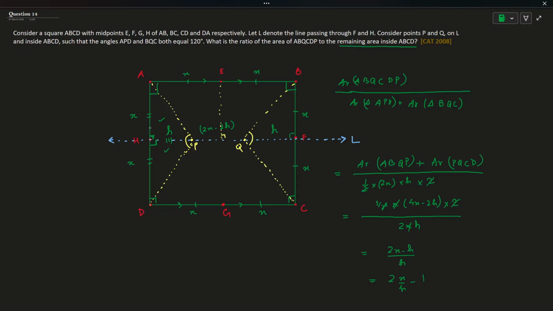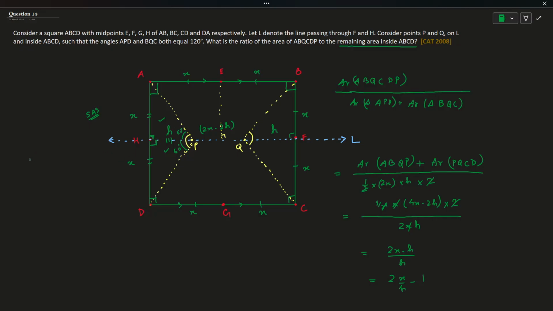Two sides are equal to the corresponding two sides of the other triangle, and the included angle between the two sides of one triangle is equal to the included angle between the two sides of the other triangle. So by side angle side congruency rule, these two triangles are congruent. If these two triangles are congruent, that means this angle will be equal to this angle. That means this is 60 degree, this is 60 degree.